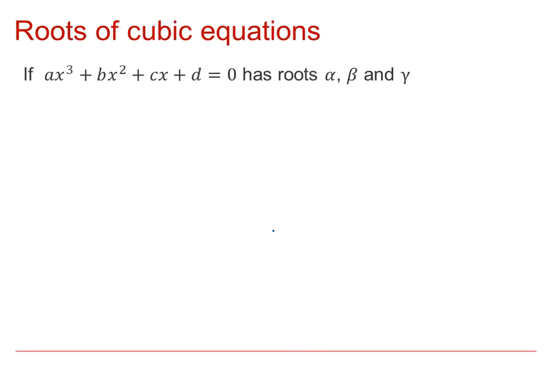What about roots of cubic equations? So now we're going to look at ax cubed plus bx squared plus cx plus d equals 0, and it will have the roots alpha, beta, gamma. We've seen previously that the sum of the roots, alpha plus beta plus gamma, will always be minus b over a. The sum of the pairs, alpha beta plus beta gamma plus gamma alpha, would always be plus c over a. And the product, alpha beta gamma, is minus d over a.